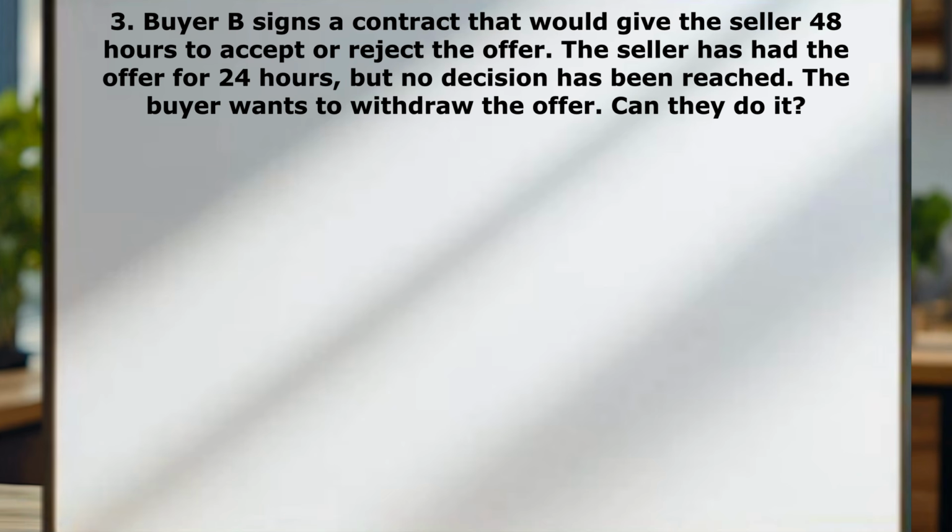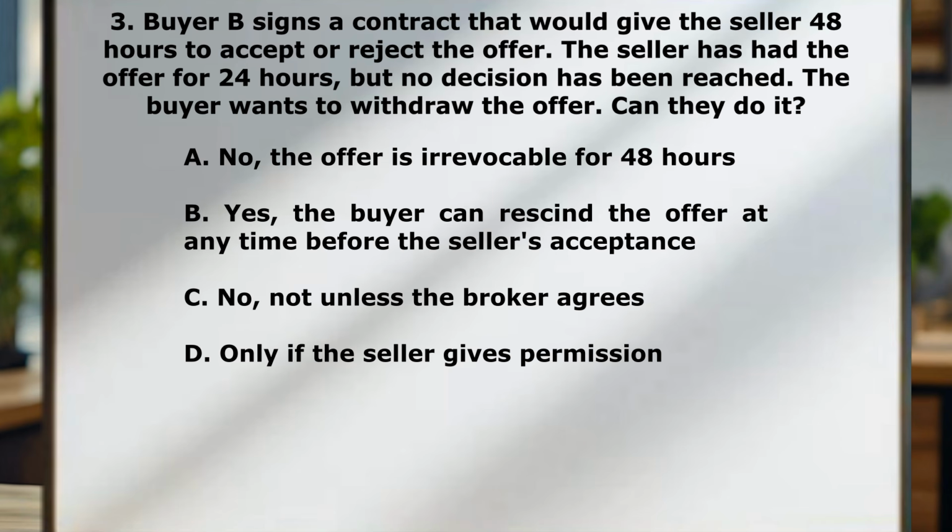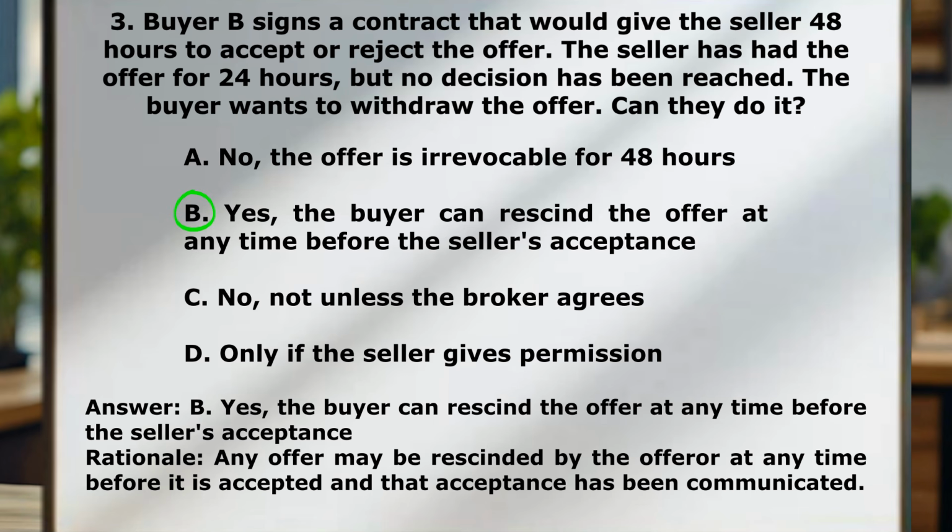Question number 3. Buyer B signs a contract that would give the seller 48 hours to accept or reject the offer. The seller has had the offer for 24 hours, but no decision has been reached. The buyer wants to withdraw the offer. Can they do it? A, no, the offer is irrevocable for 48 hours. B, yes, the buyer can rescind the offer at any time before the seller's acceptance. C, no, not unless the broker agrees. D, only if the seller gives permission. Correct answer here is B. Yes, that buyer can rescind the offer at any time before the seller's acceptance.